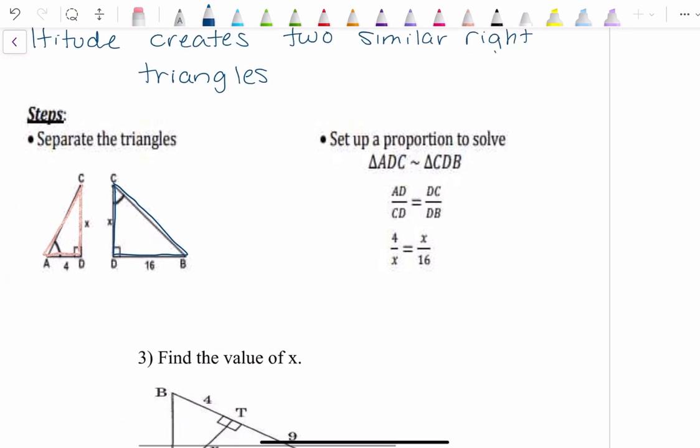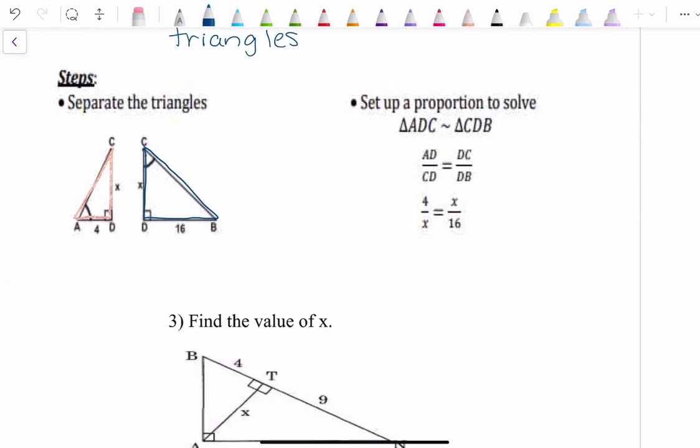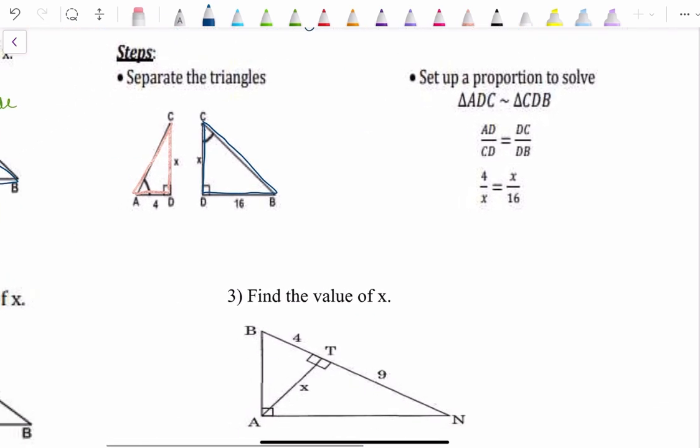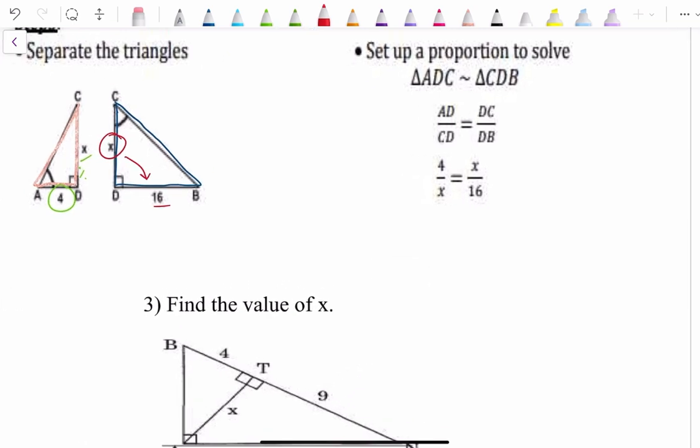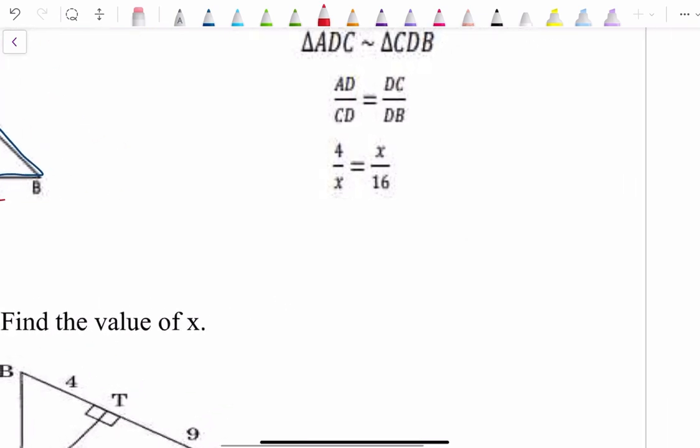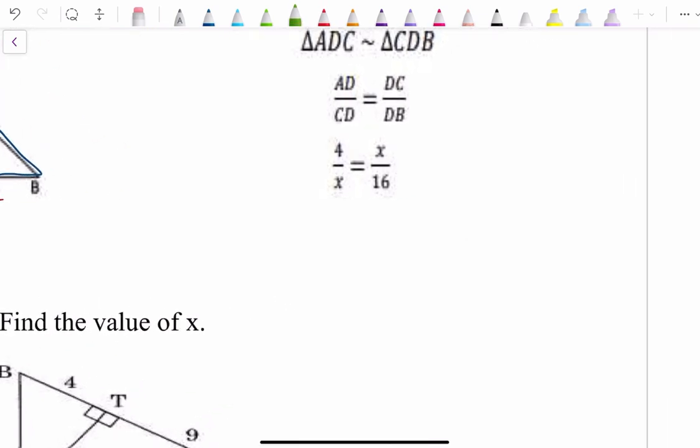And then we're going to set up a proportion to solve. So we're going to say this side divided by this side is going to be equal to this one divided by this one. So it kind of flip-flops. So you can see that 4 divided by x equals x divided by 16. And how you would solve this is by cross multiplication. I sometimes call it the butterfly method because you kind of draw a butterfly when you cross multiply. So we're going to cross multiply.